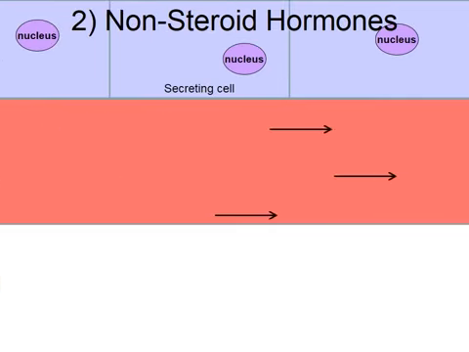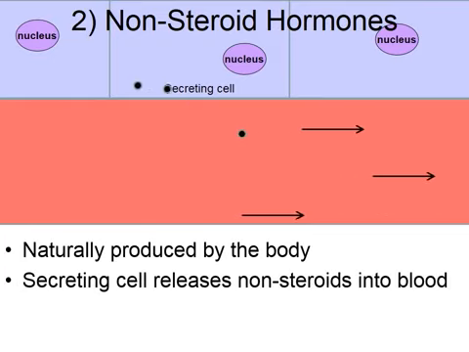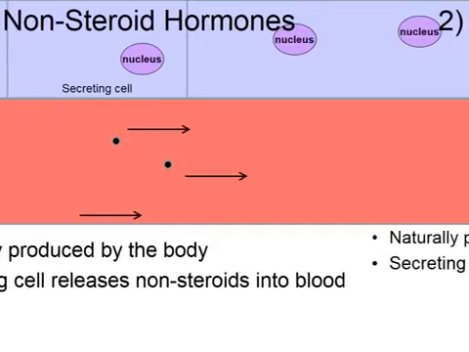So the other category of hormones are called the non-steroid hormones. And just like the steroid hormones, non-steroid hormones are naturally produced by the body. And so the animation looks very much the same so far. I have a secreting cell. The word secreting means to release. I have a secreting cell here releasing non-steroid hormones into the blood. Well, let's see where they go.